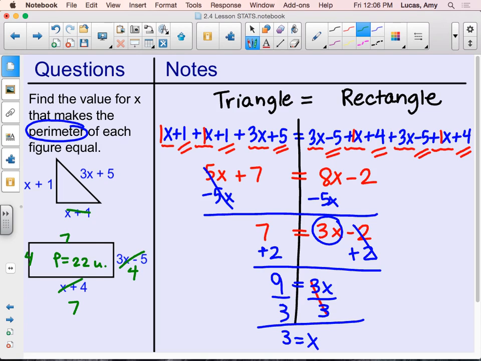If I plug in my 3, I get 4 and 4. 3 times 3 is 9. 9 plus 5 is 14. So if I add these together, 14 plus 4 is 18 plus 4, perimeter 22 units. So my answer is correct.